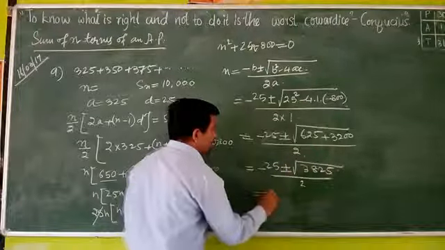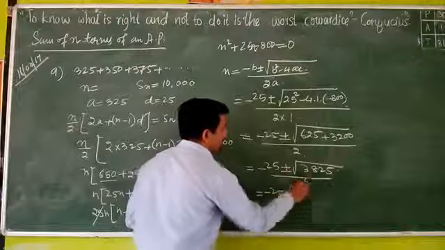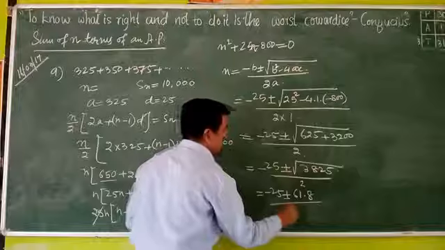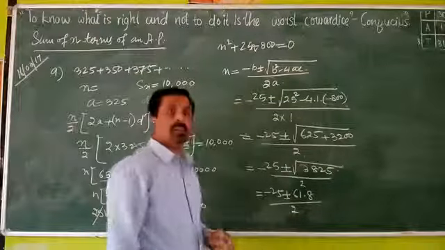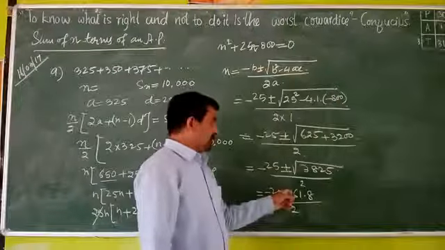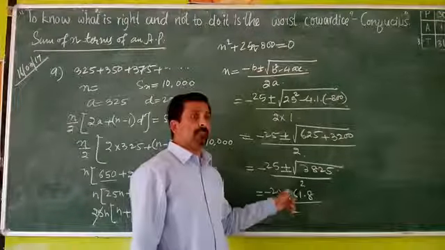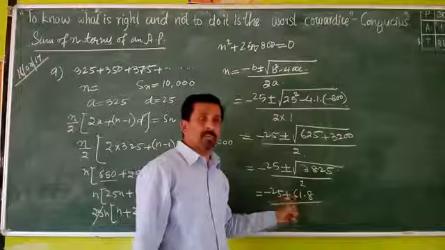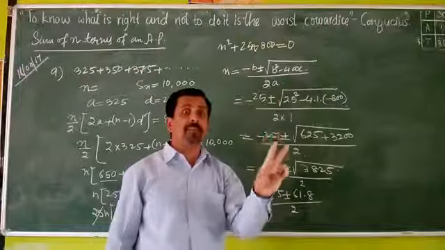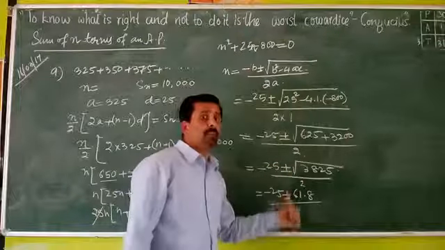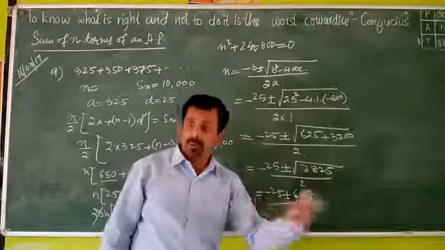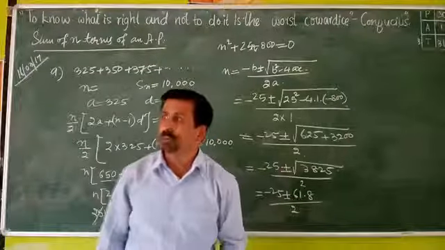It is coming as negative 25 plus minus, this comes as 61.8. When you calculate in the calculator, you will get this answer. This is divided by 2. Also, I would like to say that in the formula we have a double sign, plus minus. The reason is because it is a quadratic equation and we will get double solution. That is why we are moving with two signs, plus and minus. Plus will give you one answer, minus will give you another answer.